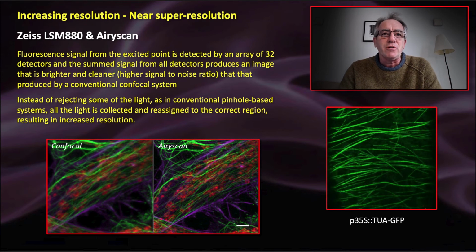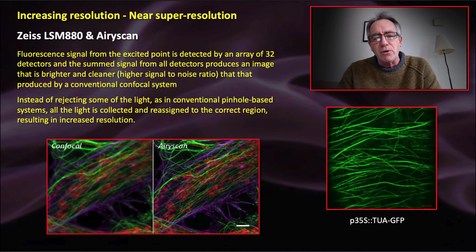So we can go down with some of these super resolution techniques to maybe 50 nanometers, more commonly 100 to 150 nanometers. And they're generally done using a little bit of trickery, whether that be in the microscope or in the software. So the first one I want to talk about is one that we have available at Oxford Brookes on our confocal microscopes, and this is called the Airyscan technique.